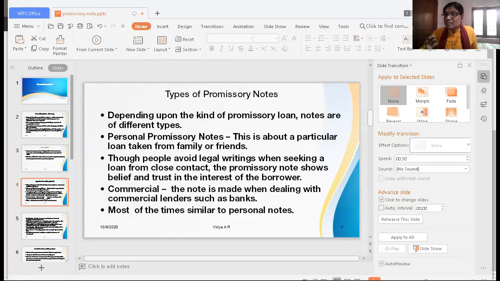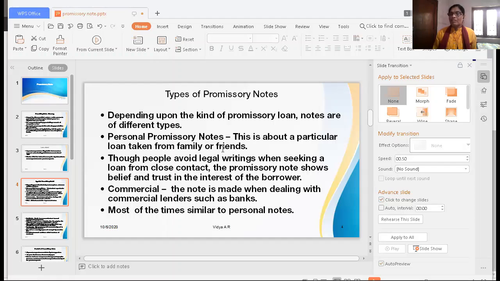Then let us see the types of promissory notes. Depending upon the kind of loan, promissory notes are of different types. The loan may be taken for different purposes. So generally you can say that there are many kinds of promissory notes. One is a personal promissory note. What does it mean? When you are taking some money from family or friends, it is always necessary that you have a promissory note.